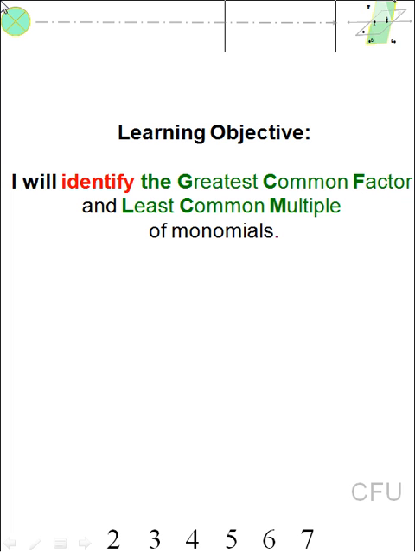Our objective for today: I will identify the greatest common factor and least common multiple of monomials. I wrote over there, I can identify the greatest common factor and least common multiple of monomials. Let's read together. 1, 2, 3. I will identify the greatest common factor and least common multiple of monomials.